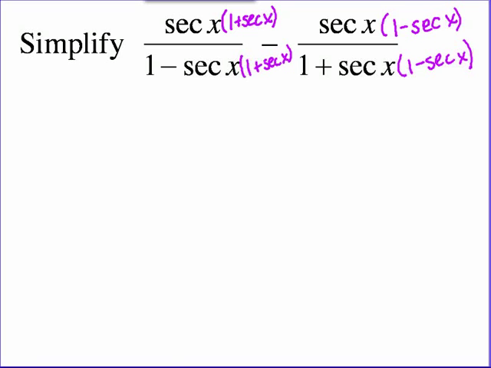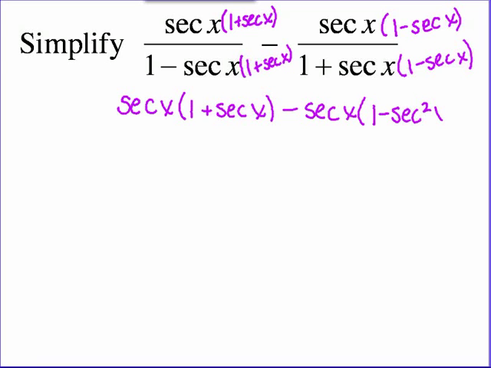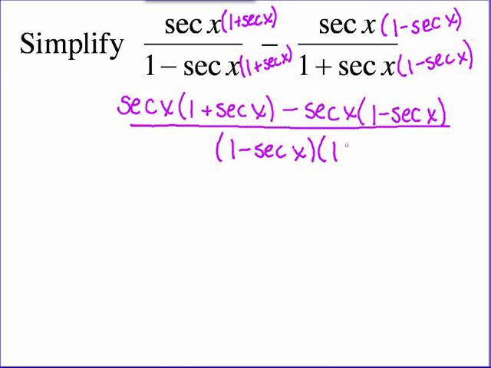Okay. So the top becomes, and I'm going to put an extra step in here. Some of you might not need to put this step in there, but I'm going to go ahead and put this in there. I'm not going to distribute until after I write this step. Oh, that's not secant squared, sorry. That's not secant squared. There we go. The denominator here is going to be 1 minus secant x times 1 plus secant x.